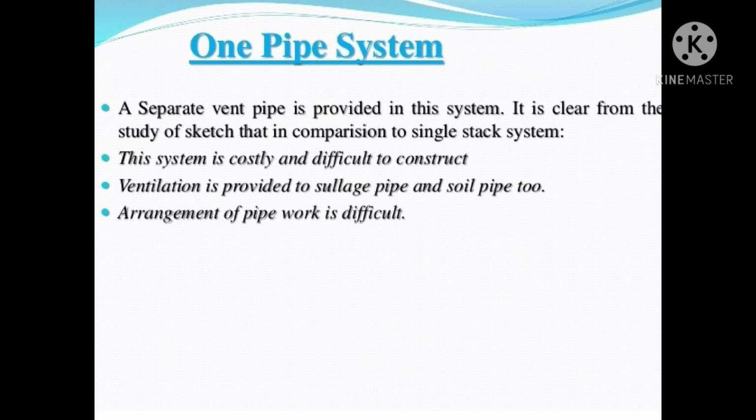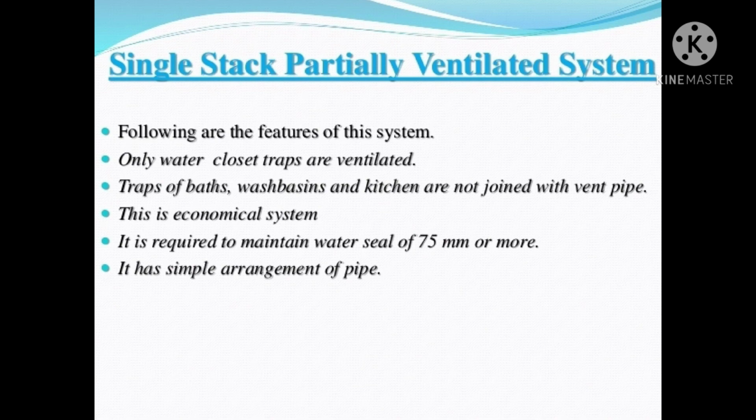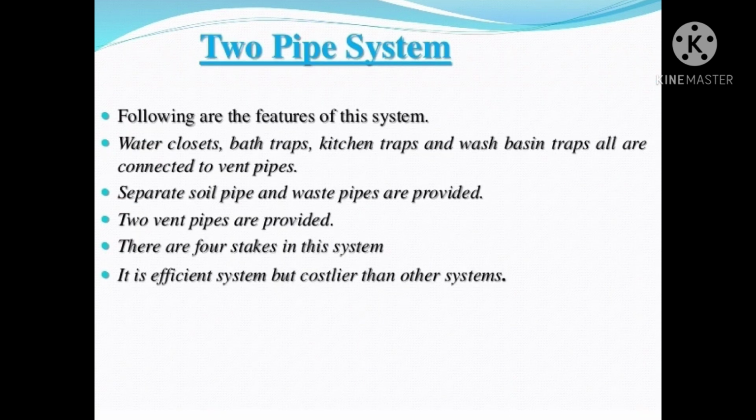Single stack partially ventilated system. Following are the features of the system. Only water closet traps are ventilated. Traps of bath, wash basin and kitchen are not joined with the vent pipe. This is an economical system. It is required to maintain a water seal of 75 mm or more. It has a simple arrangement of pipes.